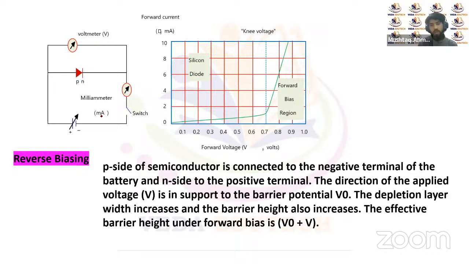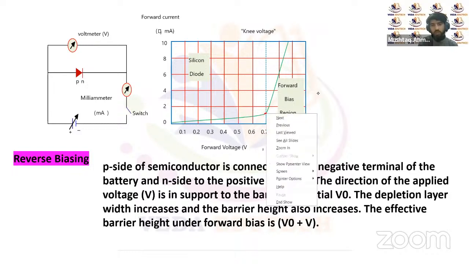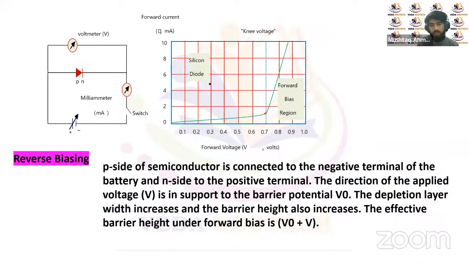There is still a small current, and that current is because of the minority carriers, or we can say it is because of the drift current. Now, once we continuously increase the biasing, the current slowly and steadily increases. Let's suppose this is a silicon diode. The barrier potential for the silicon diode is 0.7 volt.